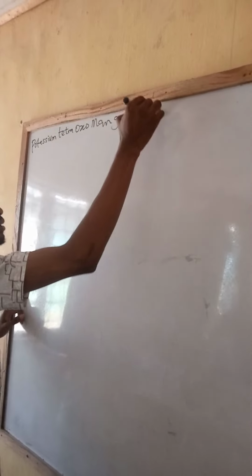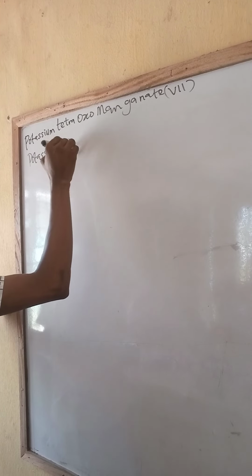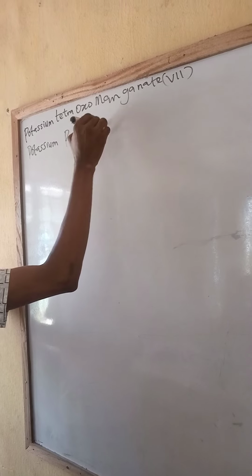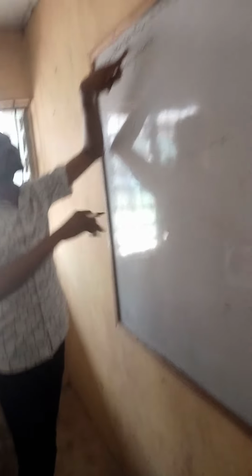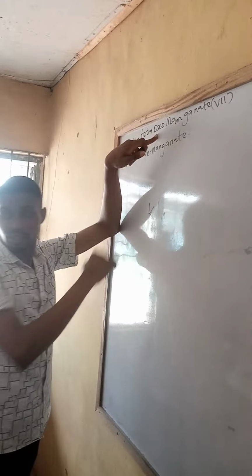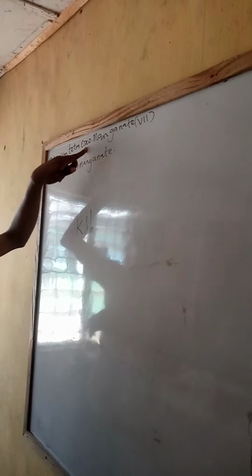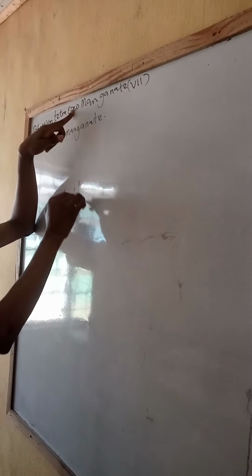Oxomanganate 7. It's still the same thing as saying potassium permanganate. Okay, the two are the same. Potassium, tetraoxo. But I told you that this manganate will be the one at the middle. Do you remember that? So manganate is Mn. Then tetraoxo is what? Tetra means what? 4. 4 of how many? Oxygen. Do you understand me now? 4 of what? Oxygen. So that will be O4.